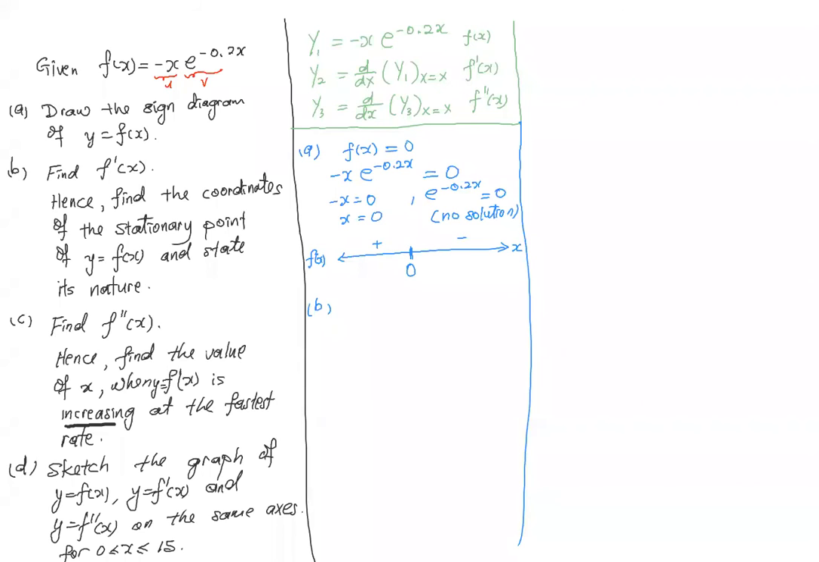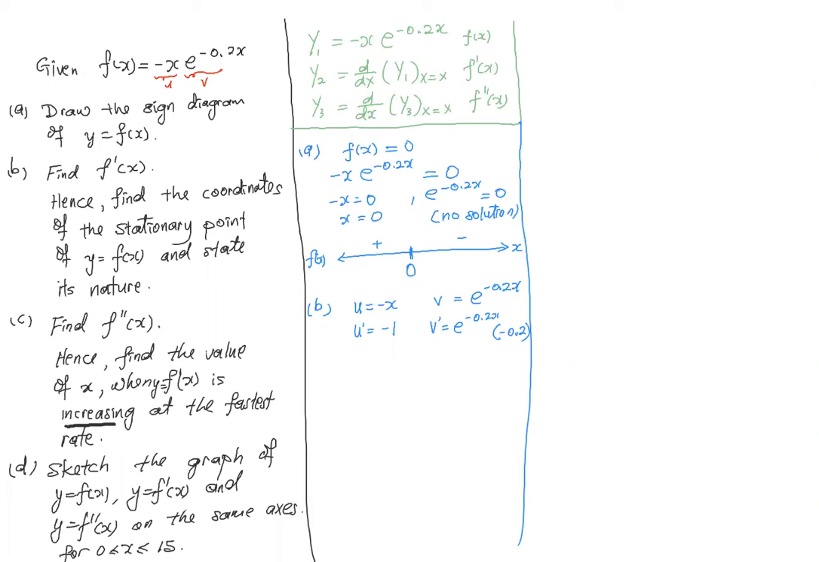Okay, so then we go to part B. Your U is negative x, so your U prime will be -1. Your V is e to the power -0.2x. So your V prime for exponential, you just copy down the whole thing, then you times by the derivative of the power, which is -0.2.